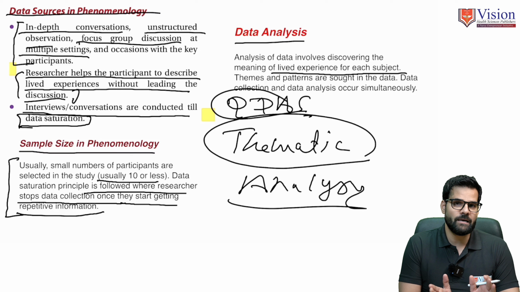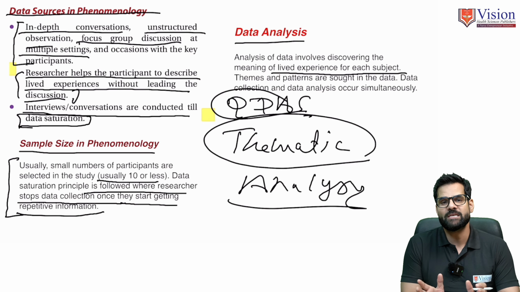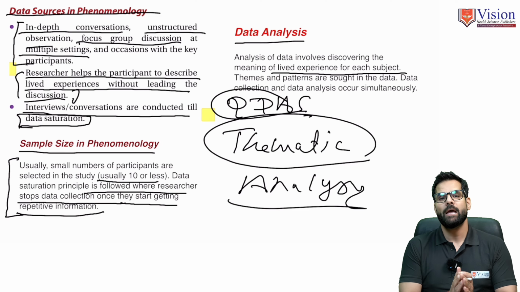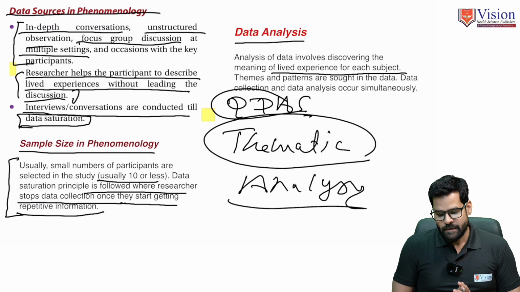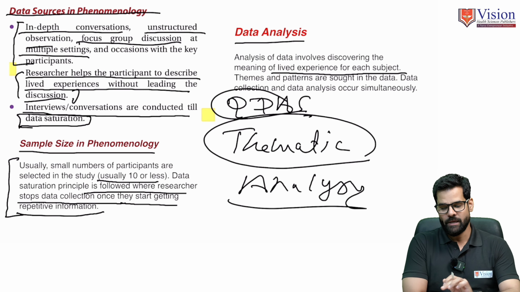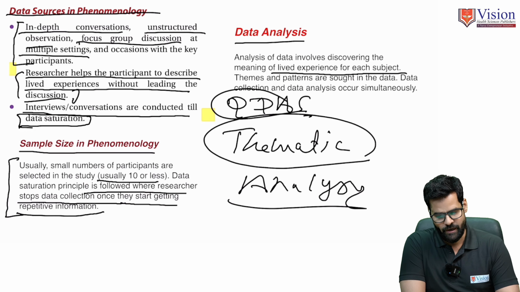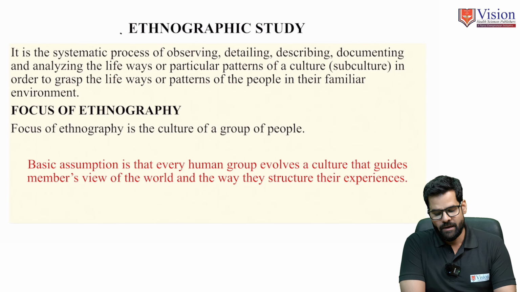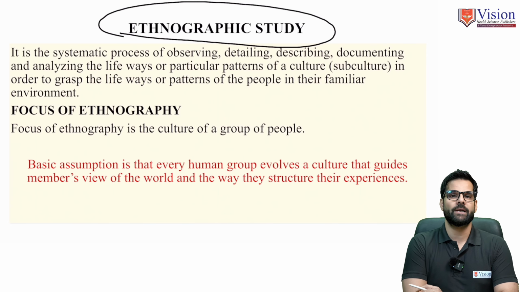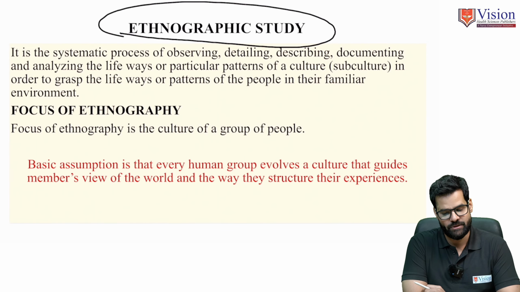Okay, and data saturation is the basic principle till which we collect the data. Sample size is usually very small, and the analysis that we do is thematic analysis. So that's all about phenomenological research. Okay, next we'll talk about another important research in the qualitative category, that is ethnographic research.